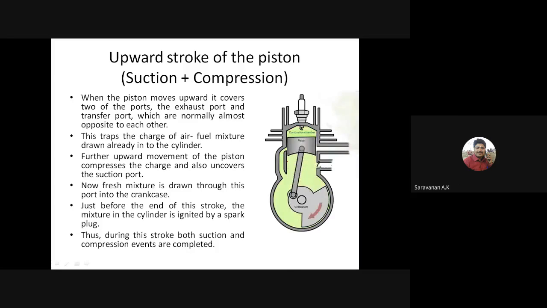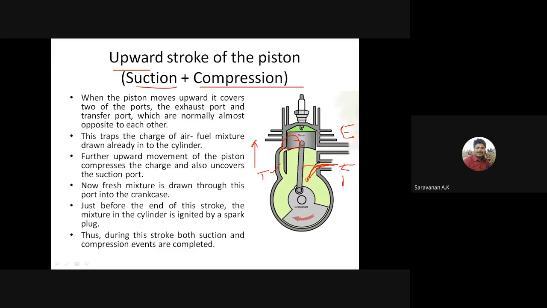See, when the piston moves in the upward direction, here is the inlet port, the exhaust port, and the transfer port, right? While the piston moves upward, the fresh charge comes into the cylinder casing. That is called the compression suction stroke, right? As the piston moves upward, the air fuel mixture is compressed. It is called the upward stroke, that is the suction as well as the compression, right?